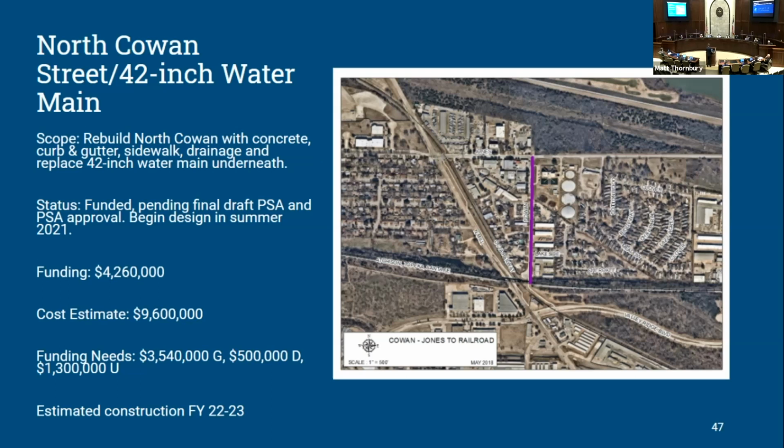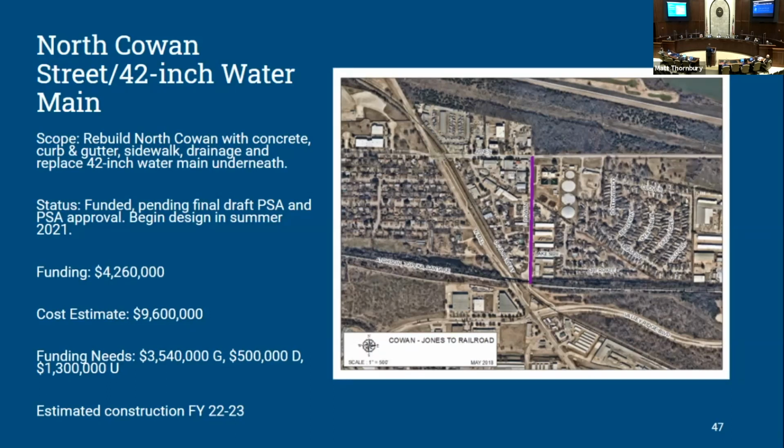We've got a couple of projects that are planned. We haven't started them yet, but we're getting close. The first one is North Cowan Avenue, and then associated with that is a 42-inch water main replacement. We typically wouldn't put those two projects together, but given the fact that one's right on top of the other, it makes sense to do it that way.